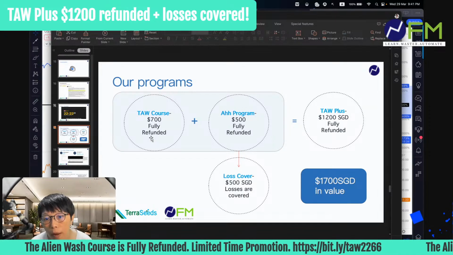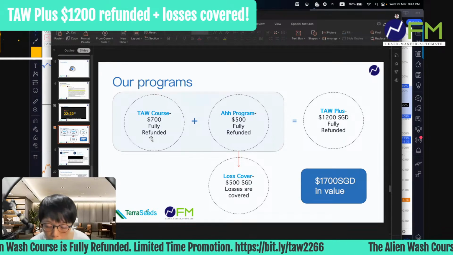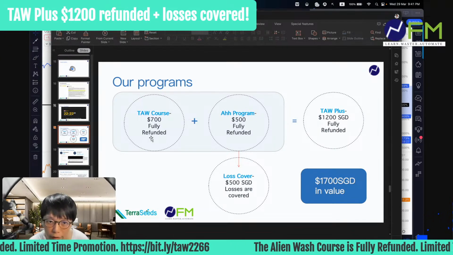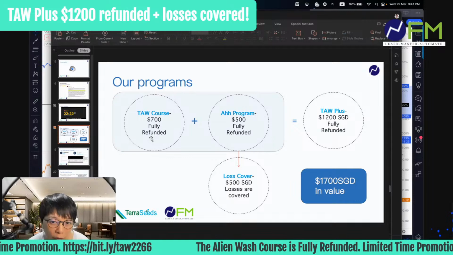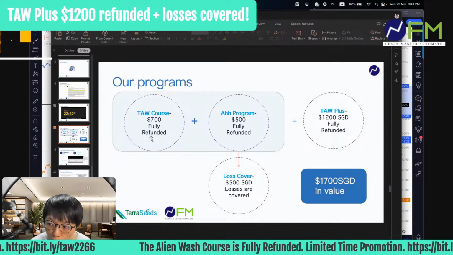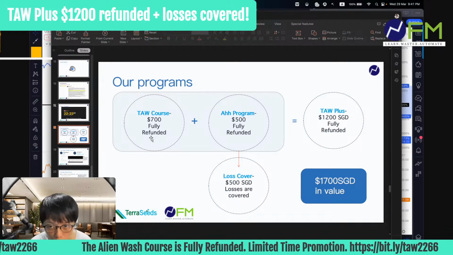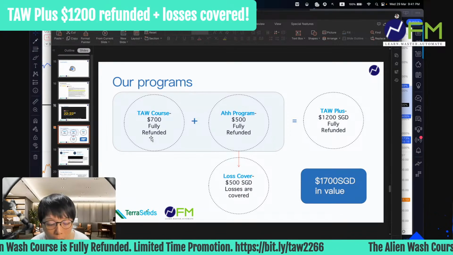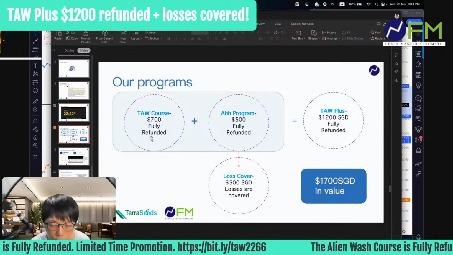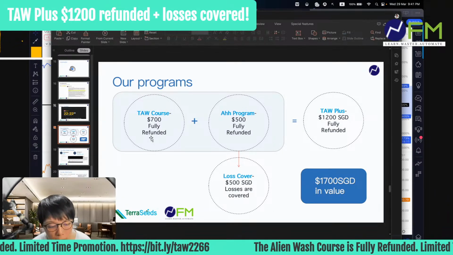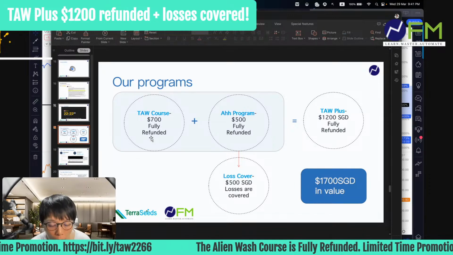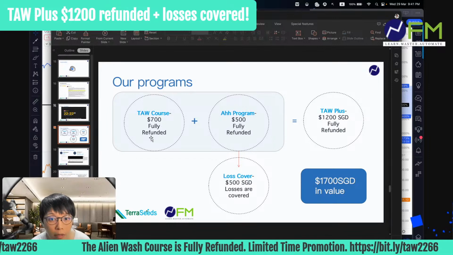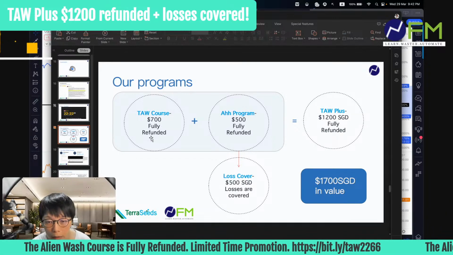What I did is I packaged them together and called it Tor Plus. Instead of the separate costs, I packaged them together: 700 plus 500 becomes Tor Plus, that's 1,200. The 1,200 is fully refunded to you in cash. There's a difference between cash versus credit. Credit means that you cannot withdraw. Cash means that you can withdraw the money. So there's a difference in my promotion versus other people.